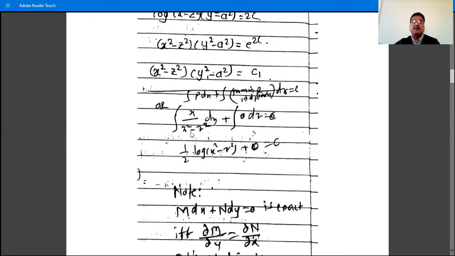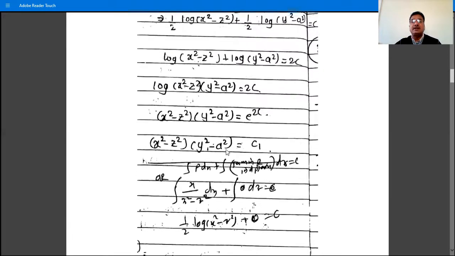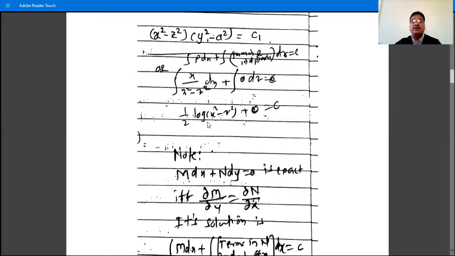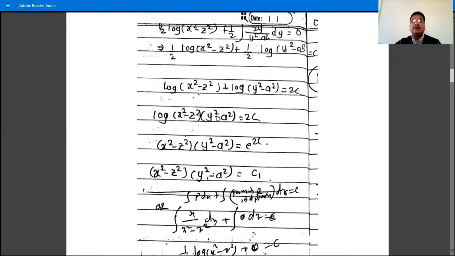Then by using the rule of integration, that f dash x divided by fx, we adjust the derivative of x square minus z square. What is it? It is 2x with respect to x, since the derivative of x square is 2x and the derivative of z square is 0. So multiply by 2 and divide by 2, and then we have the integration: 1 half log x square minus z square plus 0 is equal to constant.